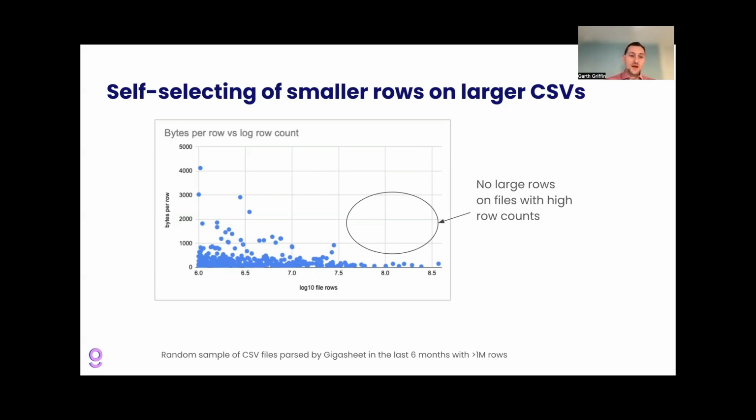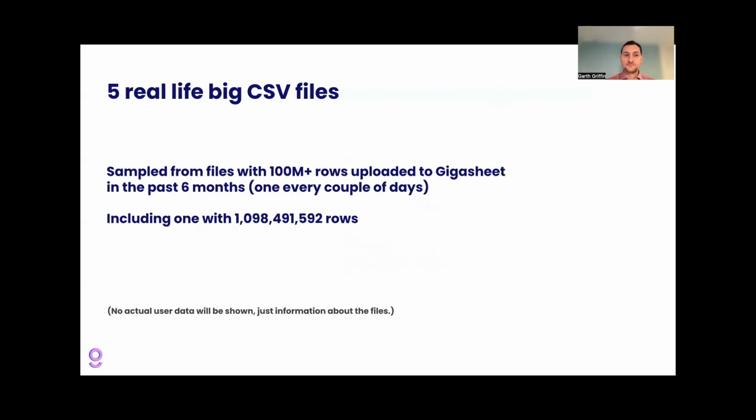So this is basically the same buckets. On the left is 100,000. On the right is a billion. And this is just a random sample of our files, but you see that on the left, there are some files with very large sizes. And as you go further to the right, there are fewer and fewer very large numbers of bytes per row on these files with large row counts. So basically, you can say users are being more choosy with their columns on the larger row counts.